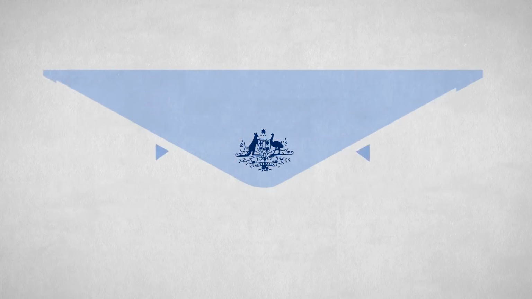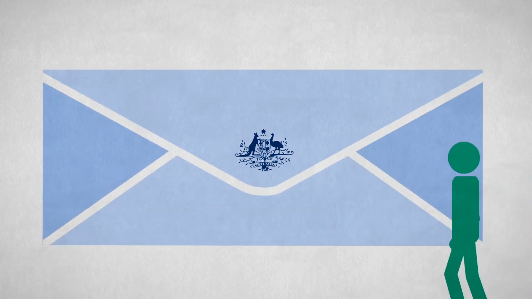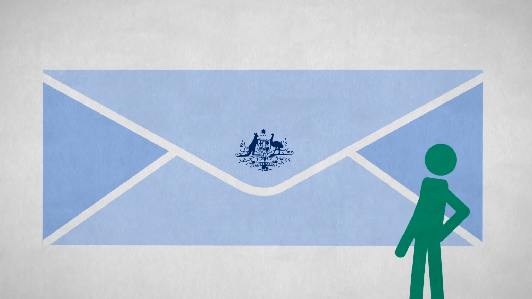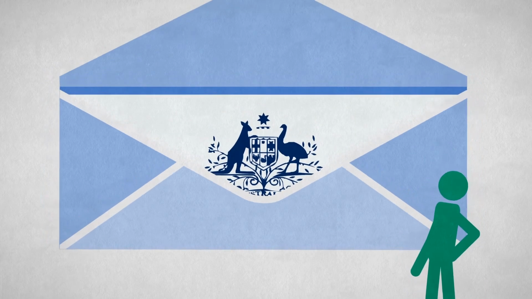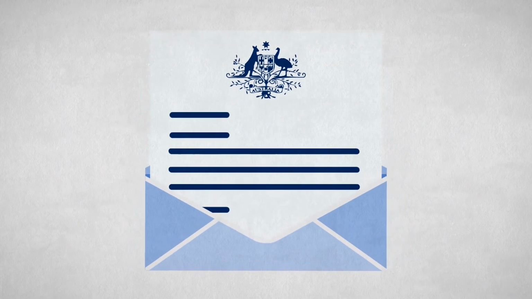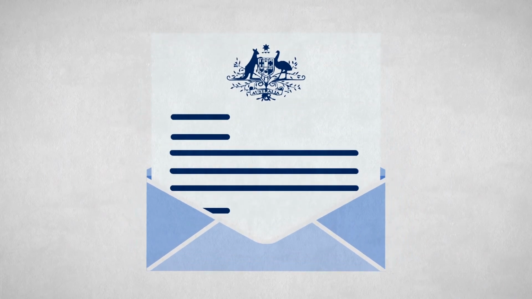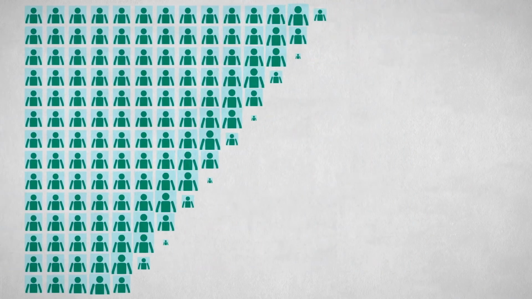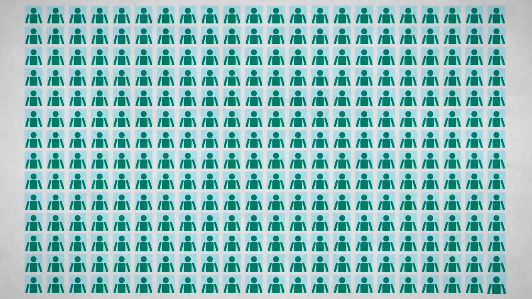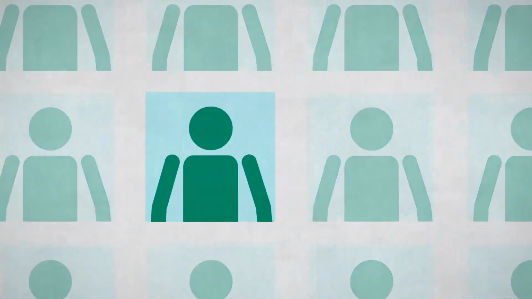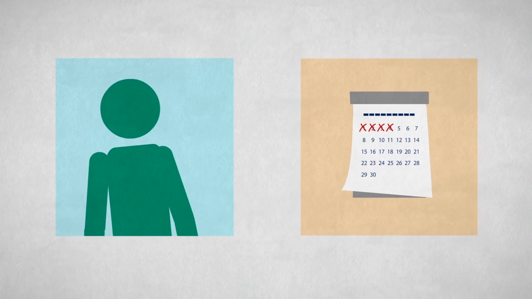The Australian government has started to invite people in Australia who arrived illegally by boat to apply for a protection visa. People must wait to receive an invitation before applying. There are many people who need to apply. It will take a long time to process them all. You need to be patient and wait for your invitation.